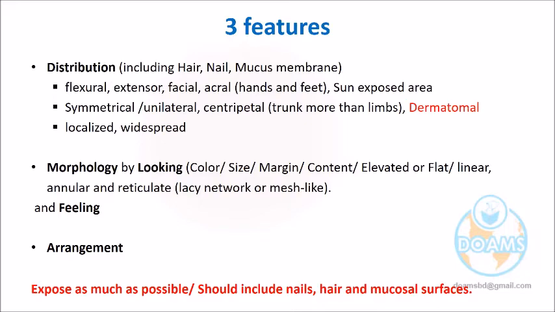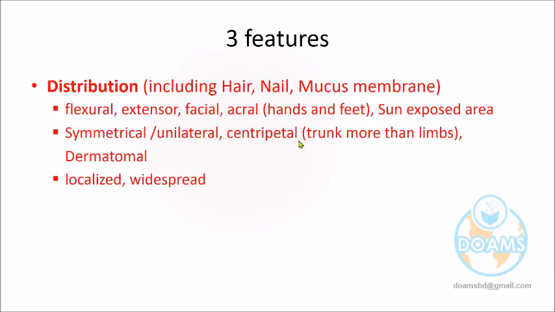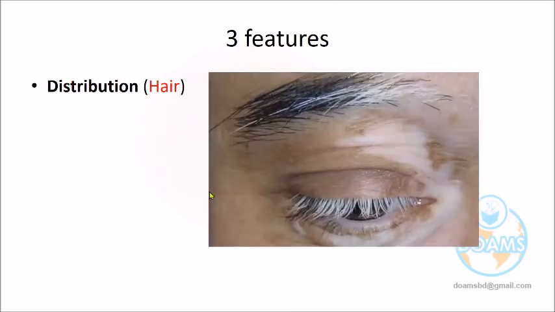And nails, hair, and mucous membrane should be included, because many diseases have a skin lesion as well as a mucous membrane lesion. Many patients have a skin lesion as well as a nail lesion as well as a hair lesion. We will now show you one after another. From the three features, we are now going to discuss the distribution factors. No need to remember all this, just follow with us. First of all, how does distribution, including the hair, help us.